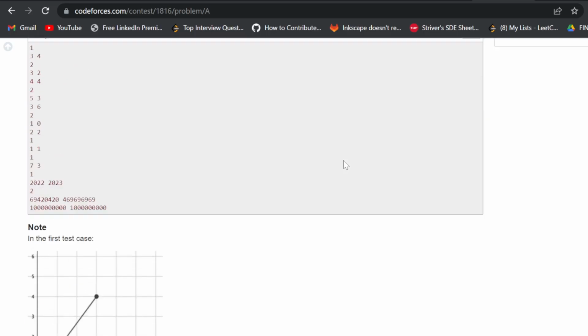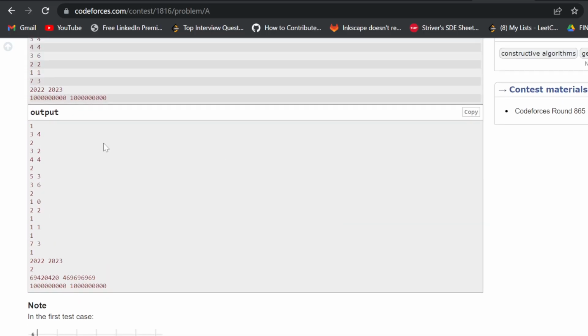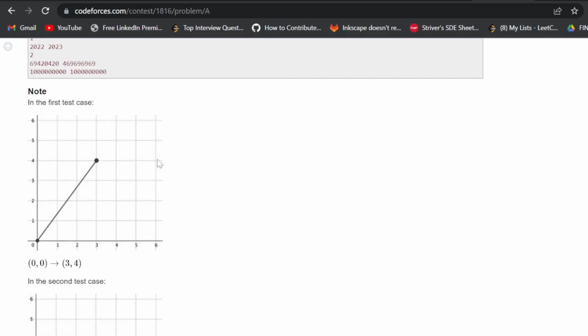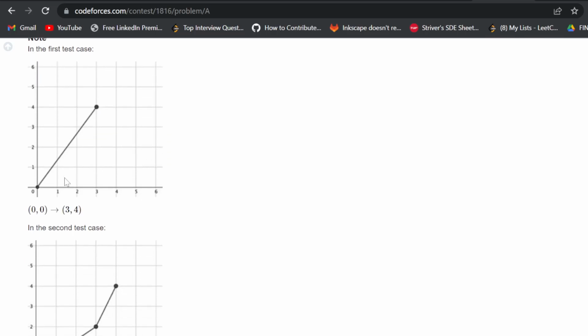The first sample test case is that Mary is on (3, 4), and as we know, Ian starts from (0, 0). Since the line connecting (0, 0) to (3, 4) does not pass through any other points having integer x and y, Ian can jump from (0, 0) to (3, 4) directly. But we need a general approach to solve every problem, right?